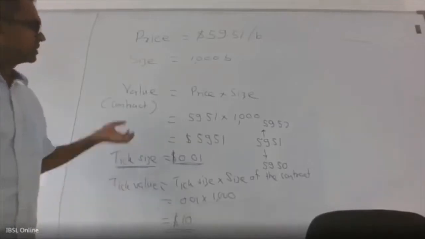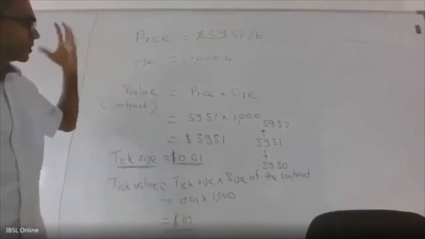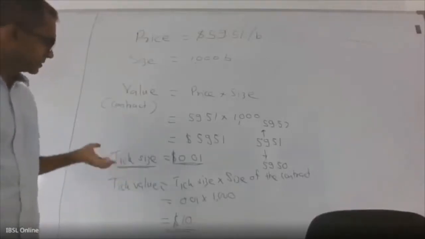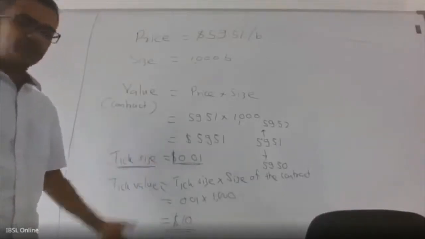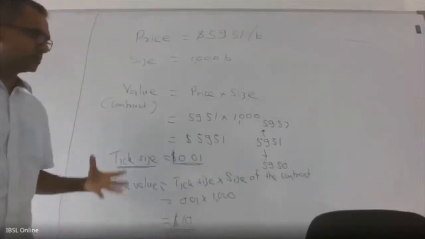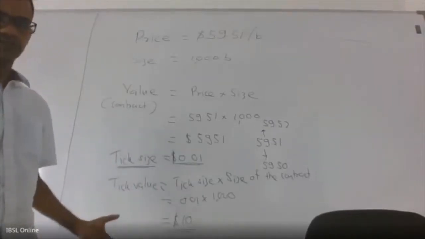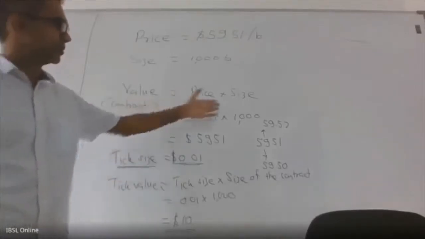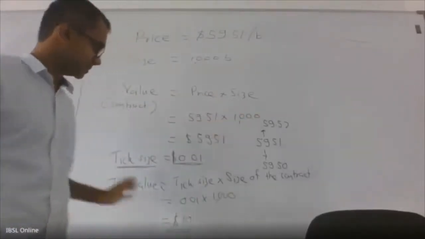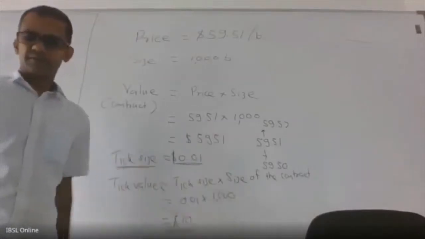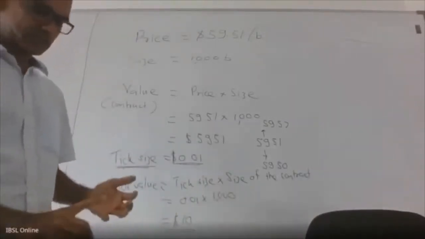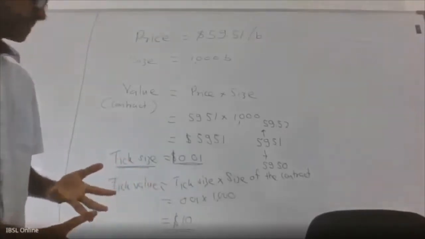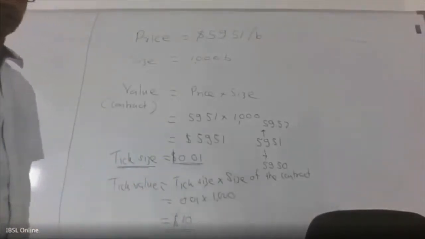So then, based on the number of contracts that you have bought or sold and the number of ticks that the market has moved, you can easily calculate the profit or loss of the contract. You need not do a lot of calculations like this. It's a very simple multiplication depending on the number of ticks, the number of contracts, and the tick value.